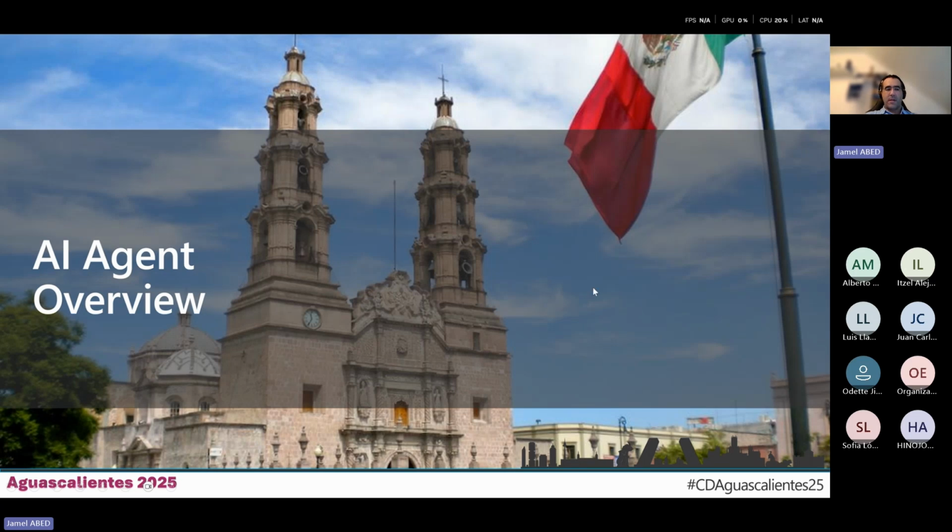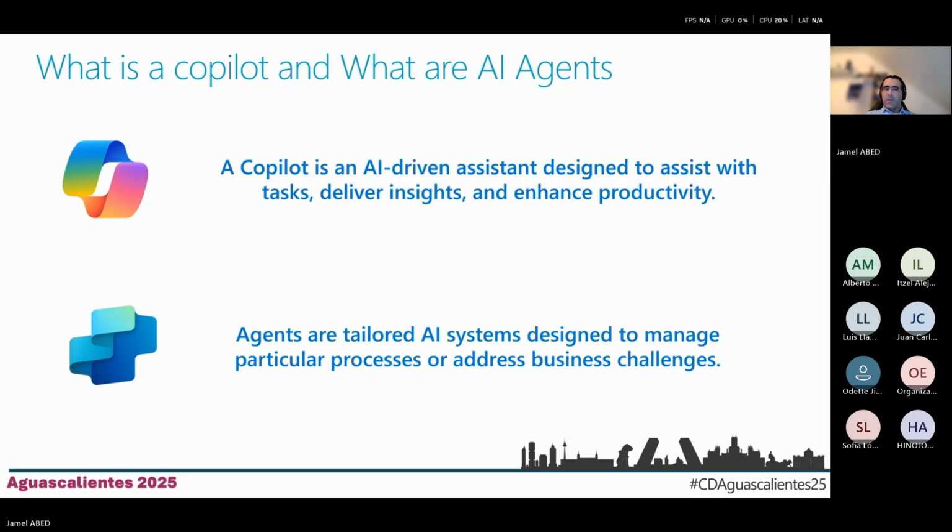So now, what is an AI agent? Now I'll talk about AI. What is Copilot and what is the AI engine? Copilot is the UI. For example, when you use Copilot, it's just the UI, and behind the scenes we have the model and everything.